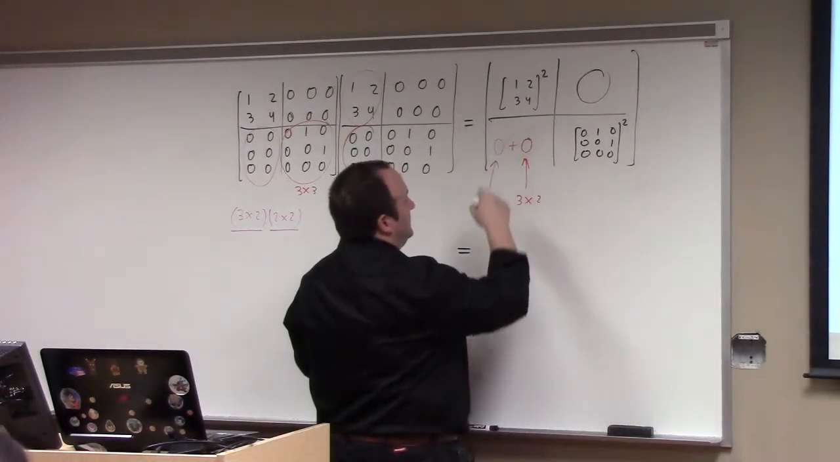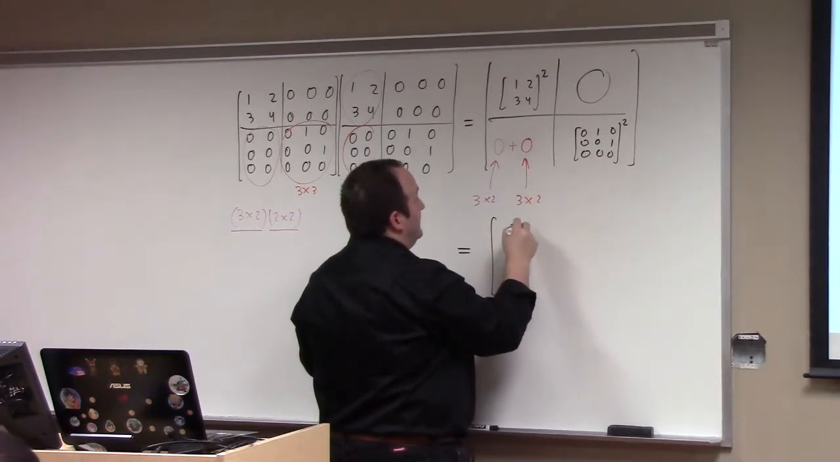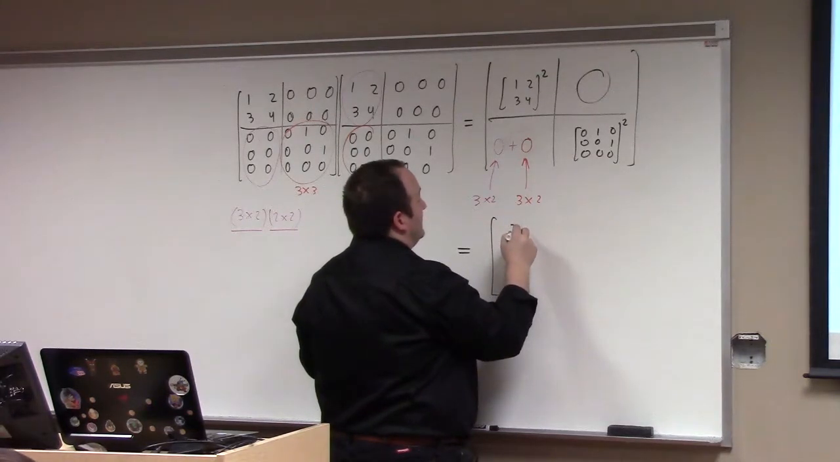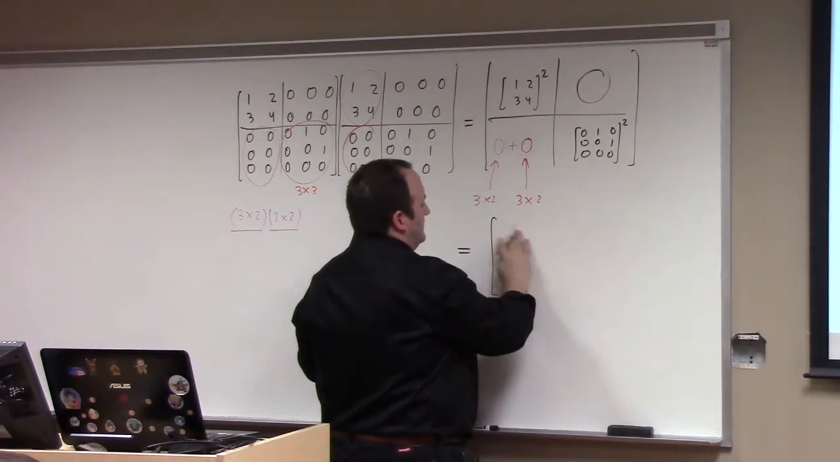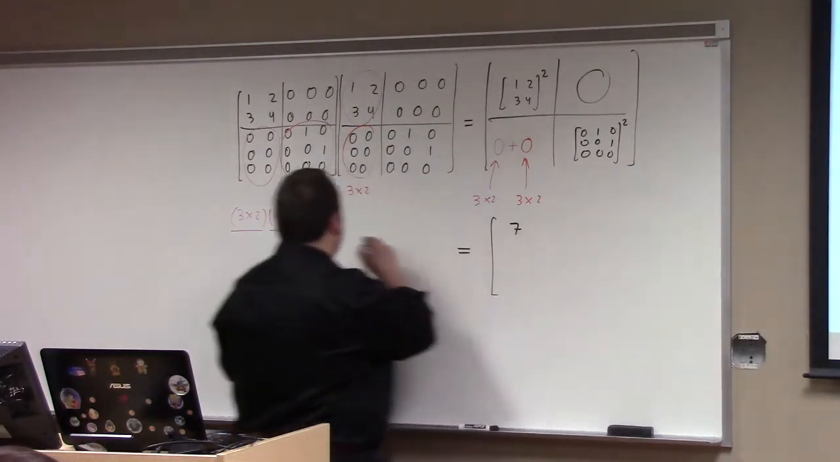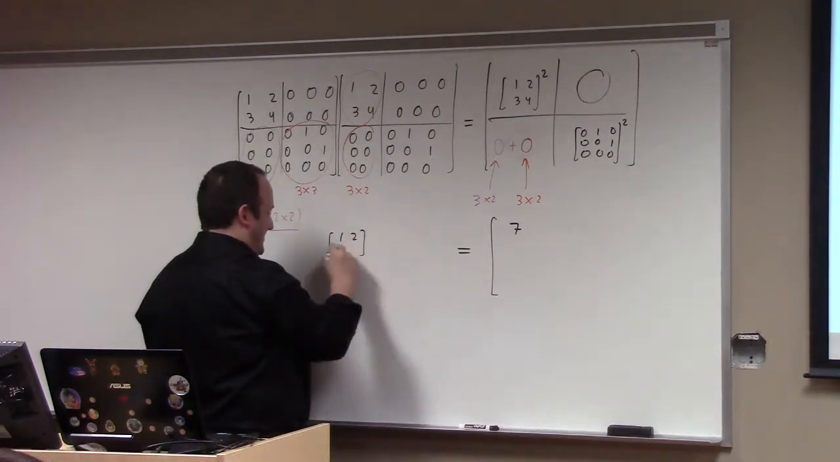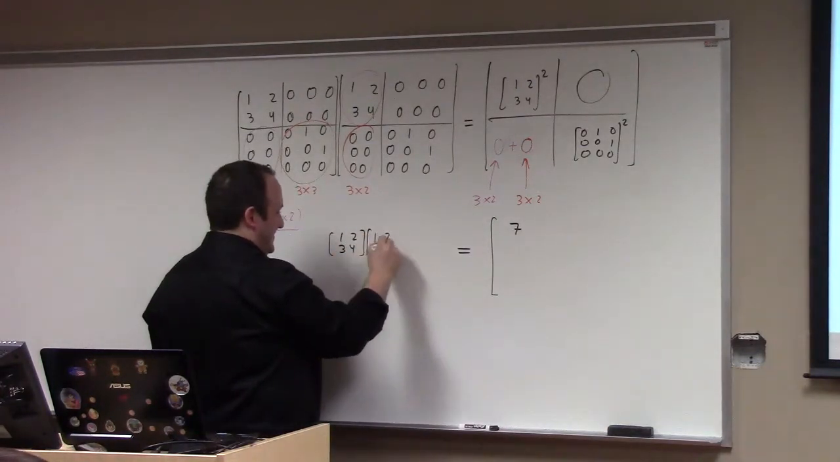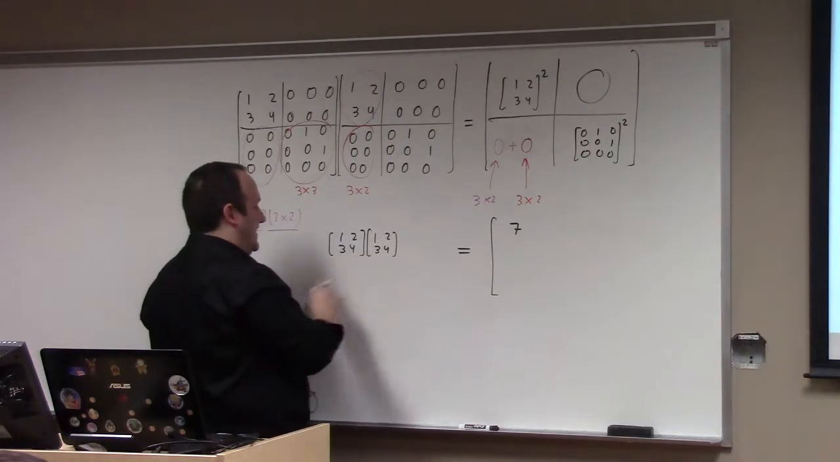What is the square of 1, 2, 3, 4? It's 3. Oh, wait a minute. 7. You guys tell me. 7. I can't do math. This is sad. I need to write it out. Sorry. This is pathetic. I need to write this out.